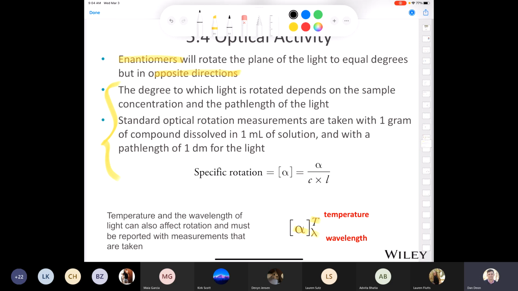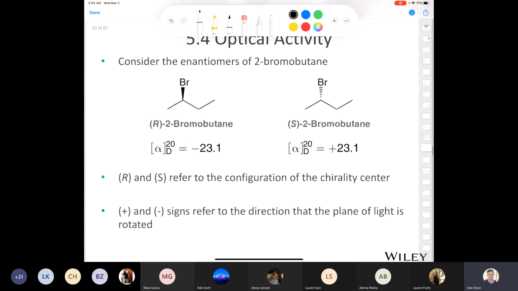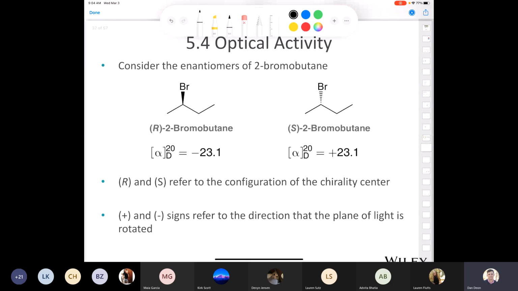The wavelength that you're going to see in this class is always going to be D. And you're like, why the hell is the letter D a wavelength, Mr. Dion? It represents 589 nanometers, okay? So again, you can read more about that, but here's a perfect example of what I was talking about.